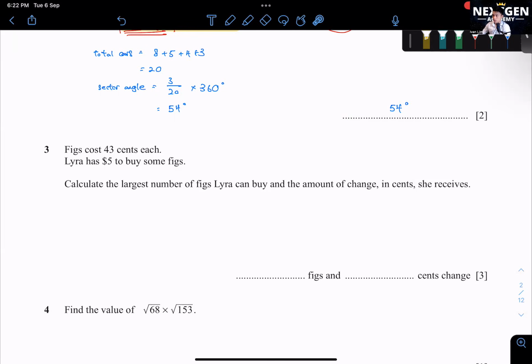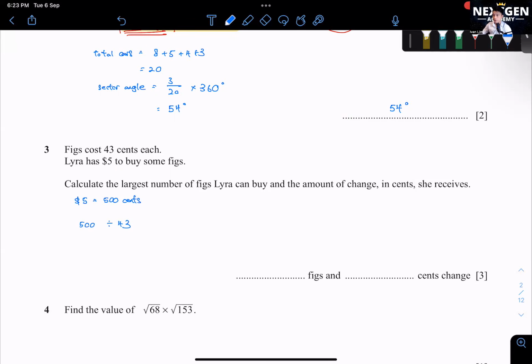What you can do is, you've got $5, and you want to buy 43 cents each. You need to change it to cents first. So $5 will be 500 cents. You can take 500 divided by 43. 500 divided by 43. What will you get?